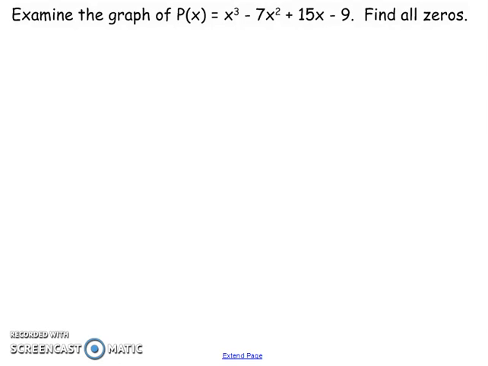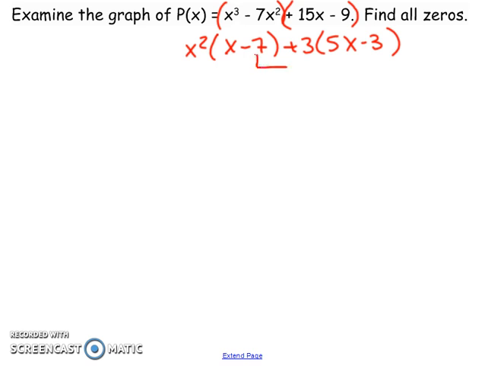So now we're going to look at another graph and find all the zeros. So again, we can't factor this one. If we try to factor it by grouping, we take out the common factor. We have x minus 7, take out the common factor, which is 3, 5x minus 3. These are not the same. So we can't write this as x squared plus 3, x minus 7, and 5x minus 3.